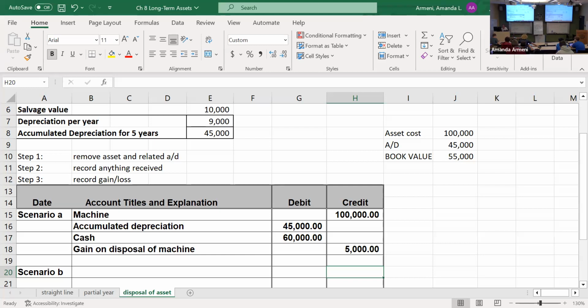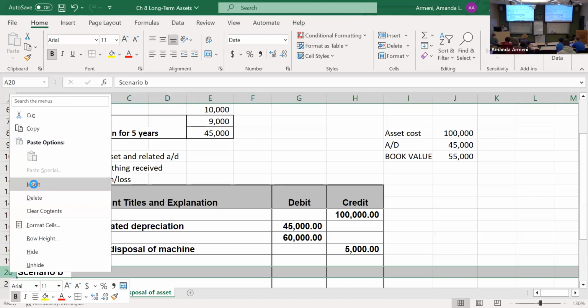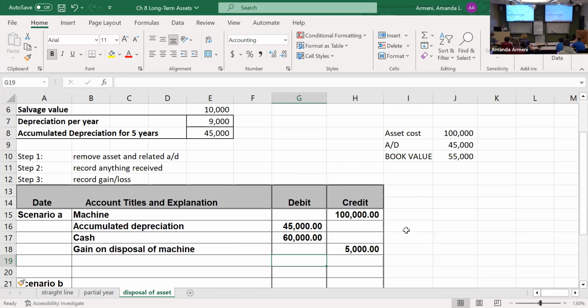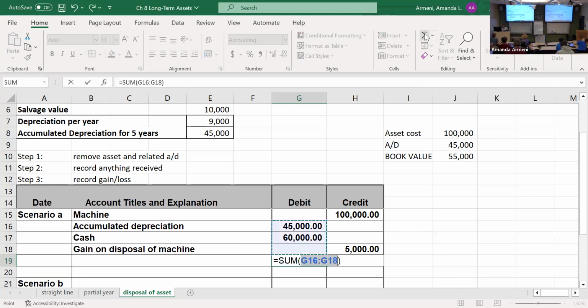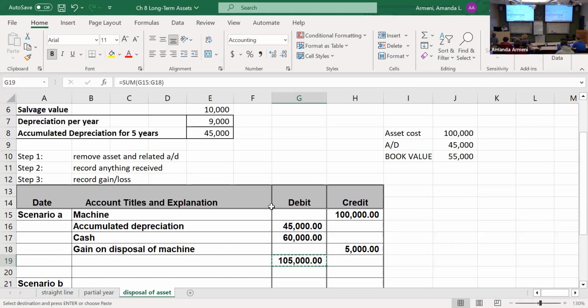The key to making sure that you have done this right: do your debits equal your credits, right? Because that does not go away. Your entry has to balance, even if there's 4 lines to it. Your entry still has to balance. So I'm going to use my favorite tool, my little summation tool, to figure out my debits and make sure that my debits do equal my credits. And they do. Disposal of an asset. Any questions so far?